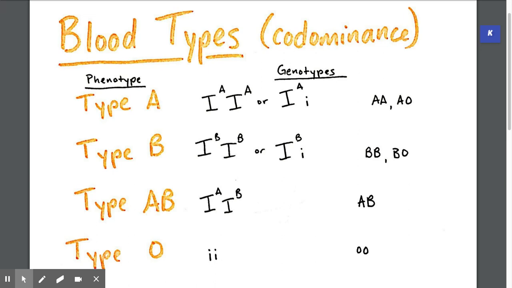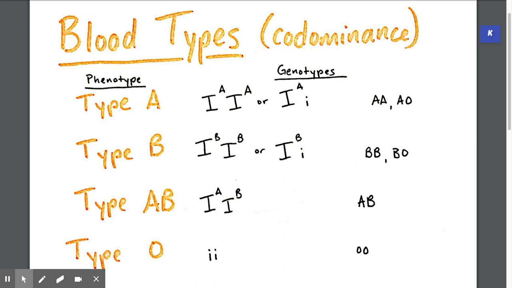Now, what determines your blood type? Well, it has to do with these little things called antigens that are on the blood. And we're not going to go into too many details, but if you have the A antigen, you have type A blood. If you have a B antigen, you have type B blood. If you have both A and B antigens, you have AB blood. And if you have no antigens, you have type O blood.